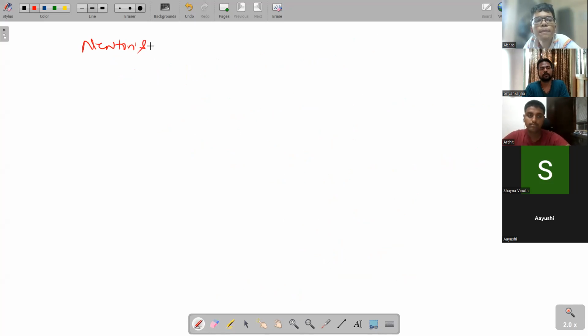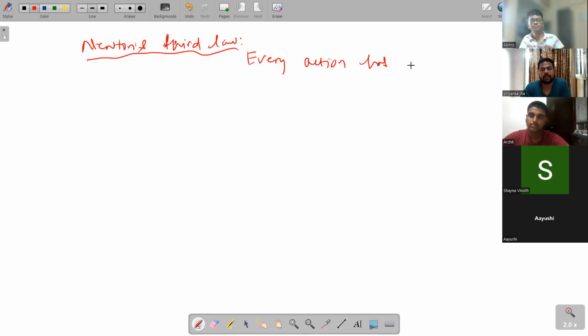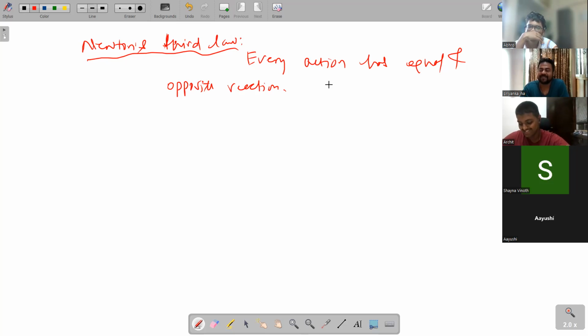Newton's third law states that every action has an equal and opposite reaction. If I slap you, you will slap me. If I slap Archit, Archit will slap me. No, Archit will not slap me. But Archit's cheek will slap my hand, right? If my hand slaps Archit, Archit's cheek will slap my hand, right?